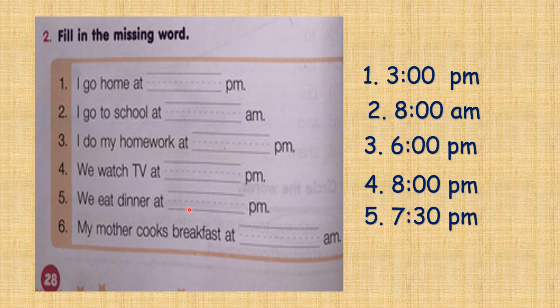Number 5, we eat dinner at. Okay, 7:30 p.m. Okay, number 6, my mother cooks breakfast at. What time? Cook breakfast about 6:15 a.m. Okay, so you are going to write in here.